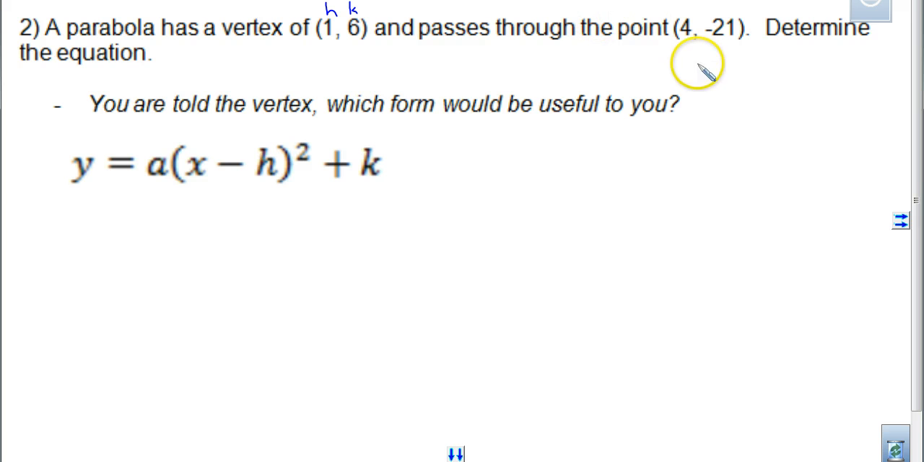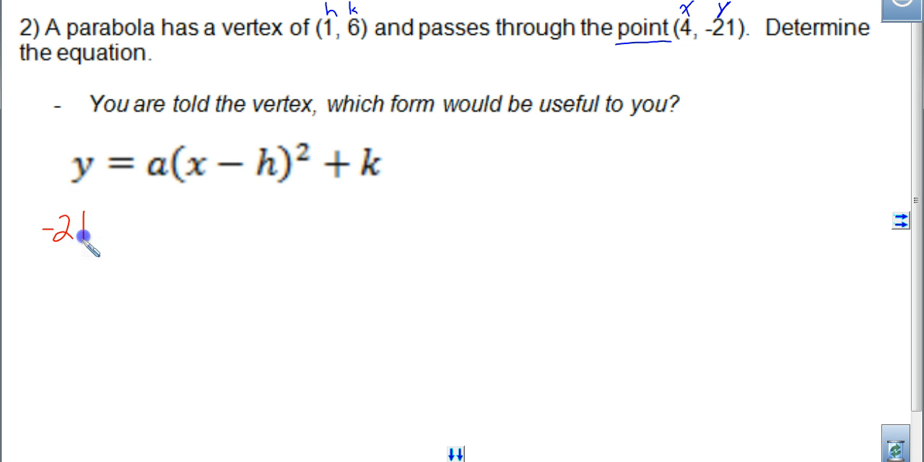Now remember, with the vertex form, the vertex tells you what h and k are. Excuse my screen shifting there. And it also passes through the point (4, -21). So remember, when we're told what a point is on the parabola, that gives us an x value and a y value, an xy coordinate pair that belong to that parabola. So I can substitute in all 4 of those variables. And remember, we still don't know what a is. Just like the previous question, we have to figure out what the a value is.